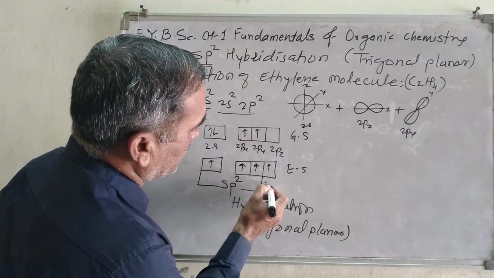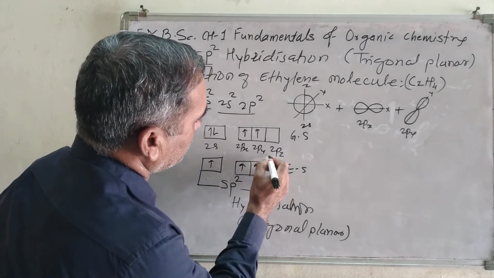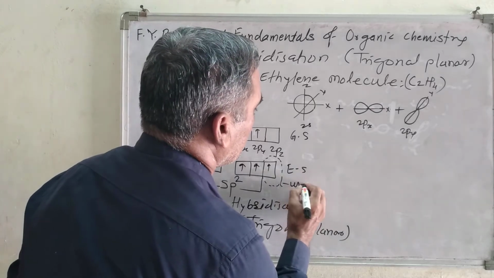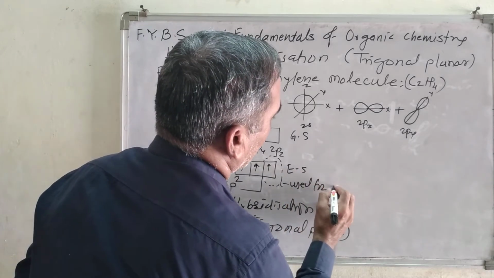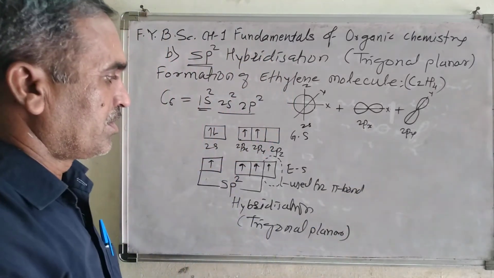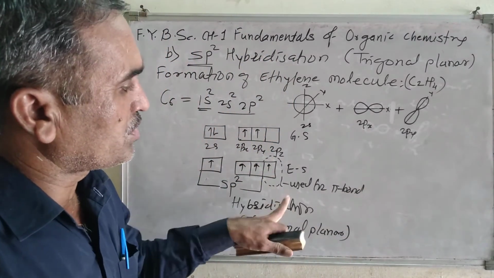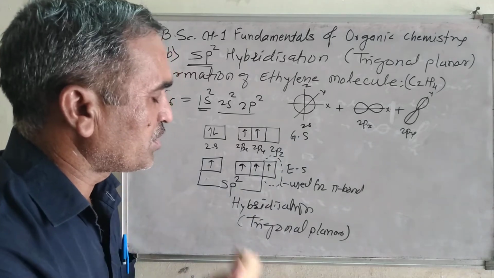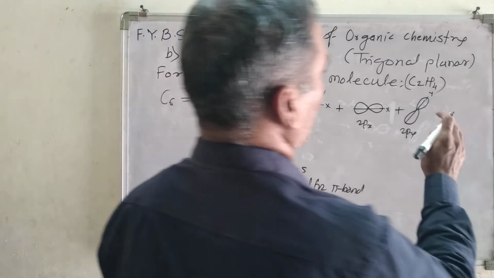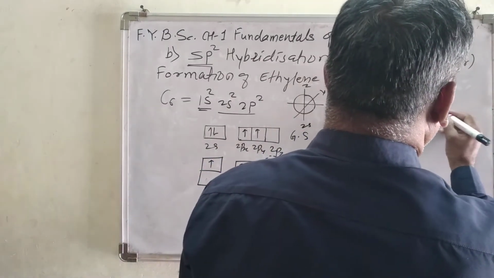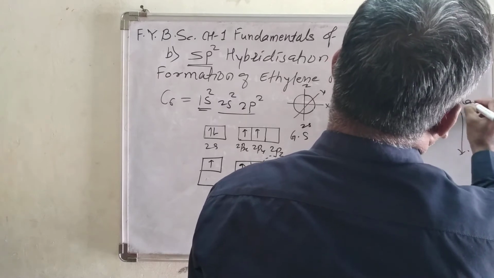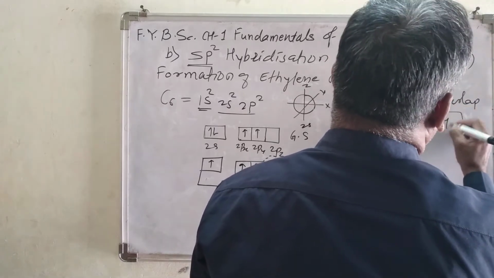Now they undergo hybridization here, and one p orbital remains here. This p orbital is used for pi bond formation. This one unpaired electron is utilized for the formation of the pi bond. Now when they overlap, after the overlap, we can call it hybridized.